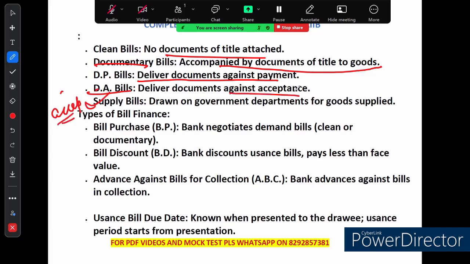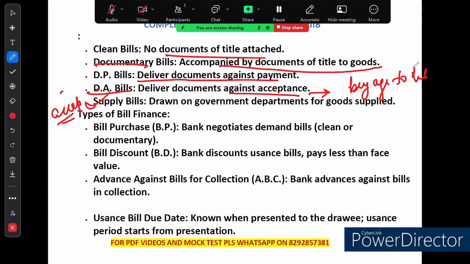It means that the buyer agrees to pay later, right? The buyer agrees that I will pay later. Remember this, okay? In the case of a DP bill, documents are handed over only when payment is made. First you make the payment and then I will give you the documents. But in the case of a DA bill, what does it say? It says okay, I am giving you the documents, but you should pay the bill at the due time, right?